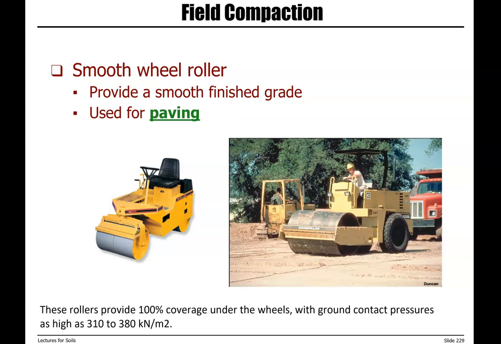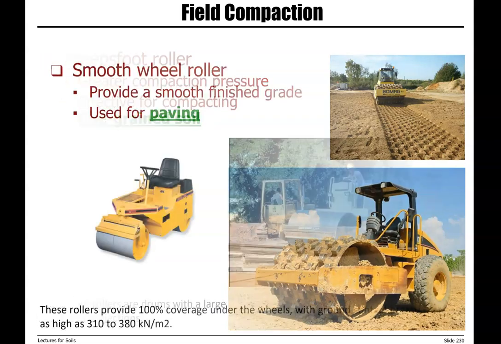This is an example of a smooth wheel roller, which provides a smooth finished grade. This one is usually used for paving applications, for proof rolling of subgrades, and to finish operation of fields, especially when we have sandy or clayey soil.